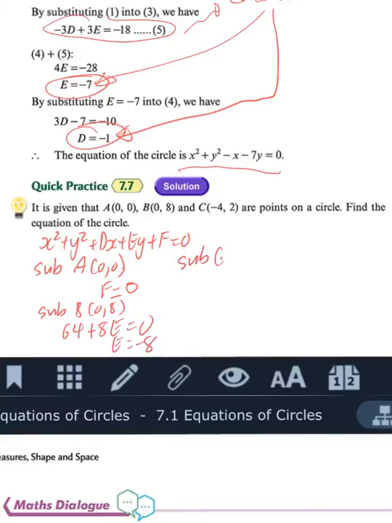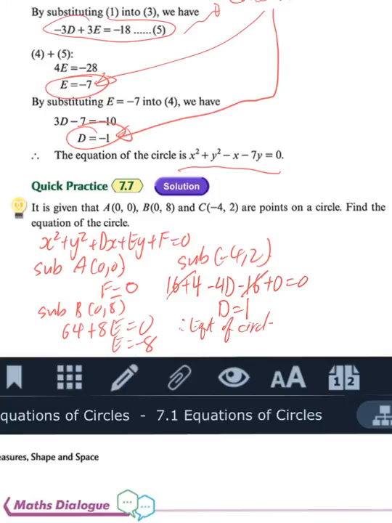And finally, substitute (-4, 2). We will have 16 plus 4 minus 4D plus 2E, that is minus 16, plus F, that is plus 0, equal to 0. And then you will get D equals 1. Therefore, the equation of the circle will be x squared plus y squared plus Dx, D is 1, and then plus Ey, E is -8, plus F, F is 0. That should be the equation of the circle.